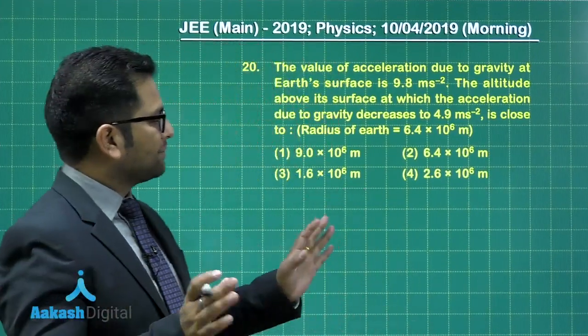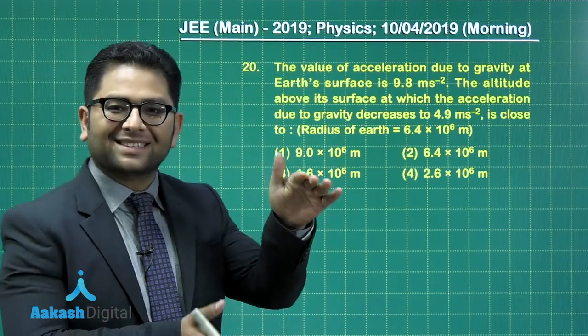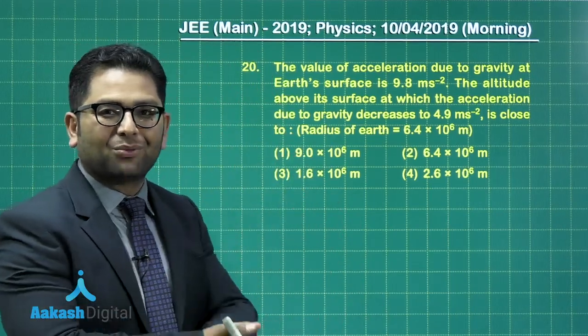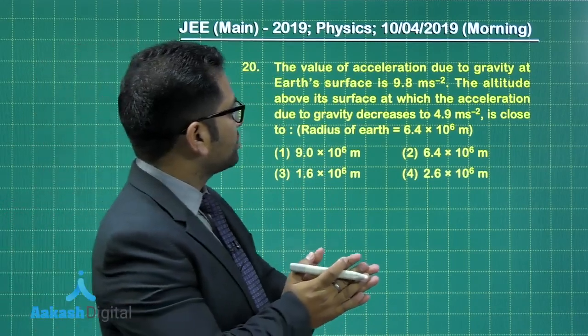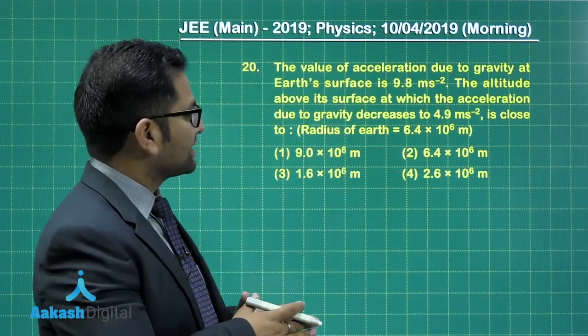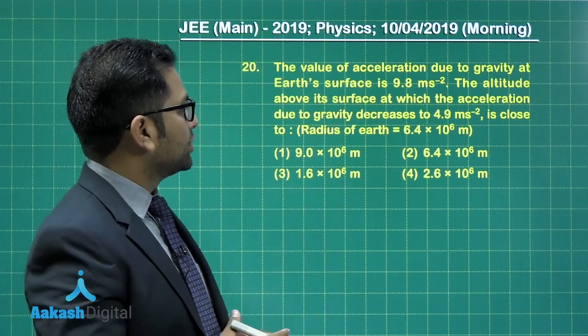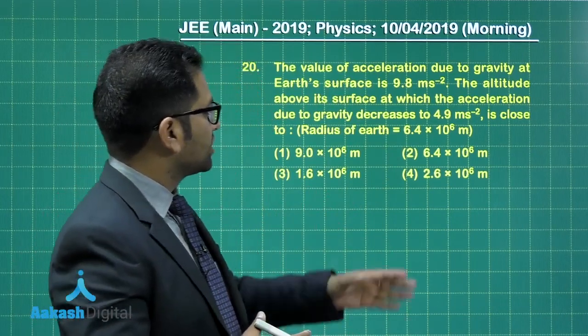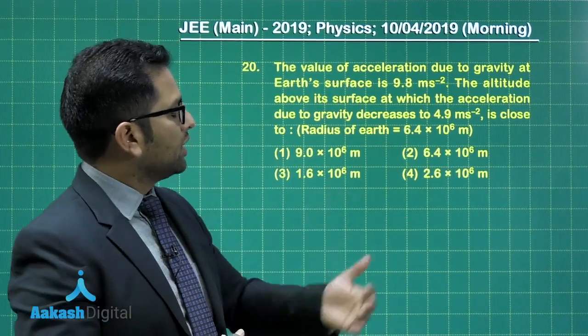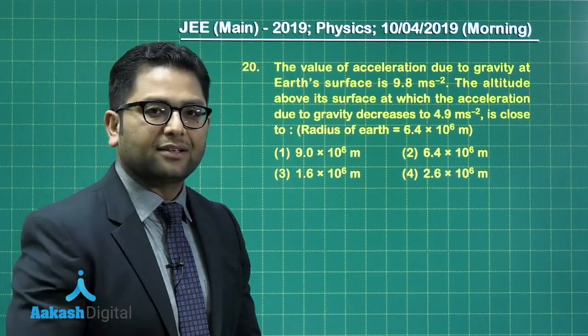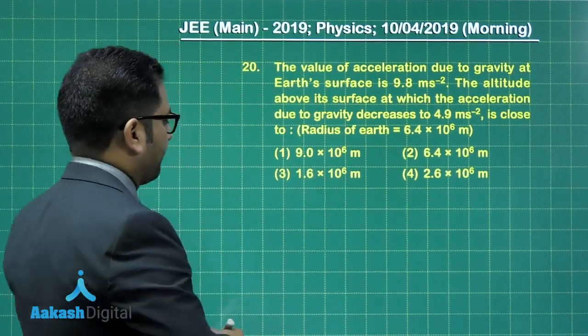And again, a very simple one, don't go into the width of the question. It is indeed a very simple one, straight formula based. The value of acceleration due to gravity at Earth's surface is this much. The altitude above its surface at which gravity decreases to 4.9 is close to. So I need to calculate that height where gravity becomes half.